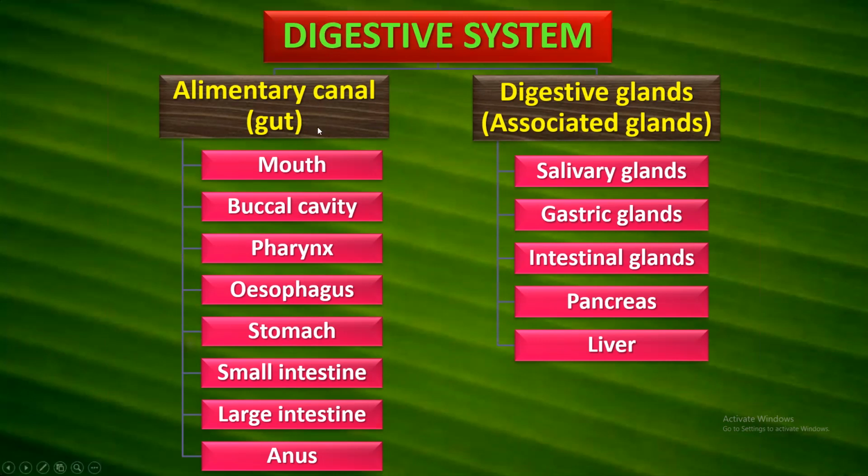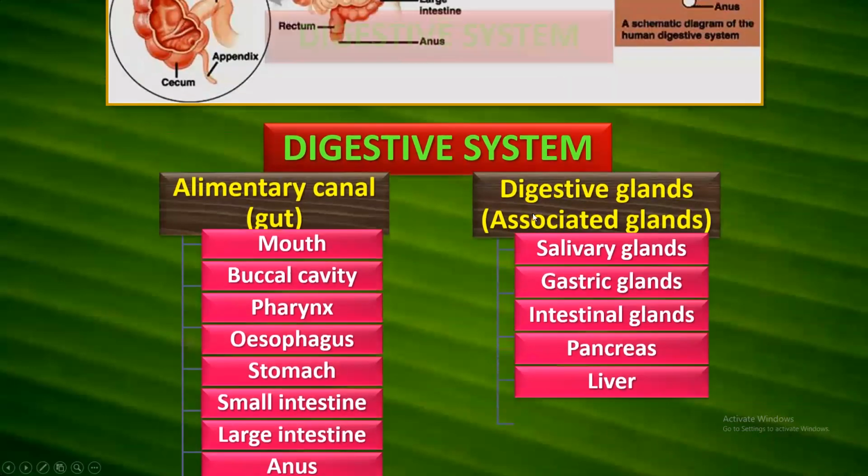It includes the alimentary canal and digestive glands. The alimentary canal is otherwise called the gut. The length of the alimentary canal is nearly 9 meters. The alimentary canal is associated with certain glands, which are called digestive glands or associated glands. Name the glands associated with our digestive system: salivary gland, gastric gland, intestinal gland, pancreas, and liver. These are the 5 glands associated with our alimentary canal.